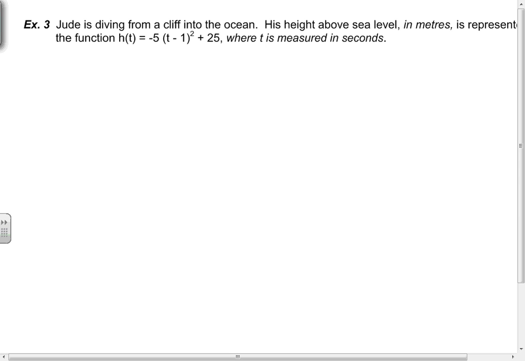Number 3, a height problem. Jude is diving from a cliff into the ocean. His height above sea level in meters is represented by the function h of t equals -5 (t minus 1) squared plus 25, where t is measured in seconds. The maximum height, what do we know about this? The maximum height is 25 meters. And that happens after 1 second.